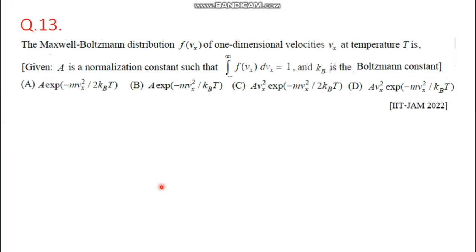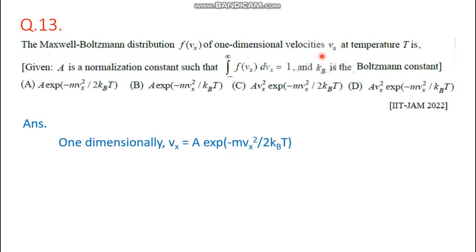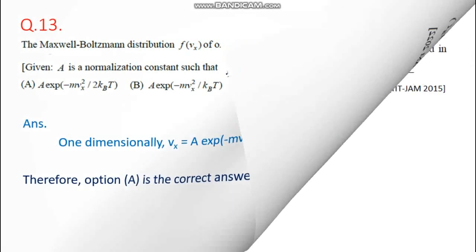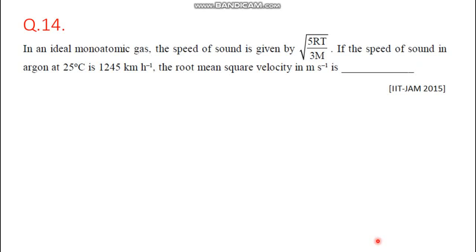Just simply take the ratio root over twice kT by m by root over thrice kT by m. Next, question number 13. This came in 2022. The Maxwell Boltzmann distribution function of Vx, that means function of Cx, of one-dimensional velocity. We didn't discuss one-dimensional velocity, so just for your convenience we are mentioning it here. One-dimensionally, it is A e to the power minus m Cx square by twice kT. Here in place of Cx we write Vx, and in place of Boltzmann constant k we write kB. All are the same. Therefore the correct option is A, it matches with A.